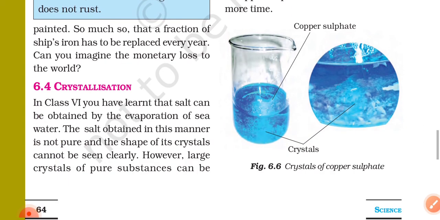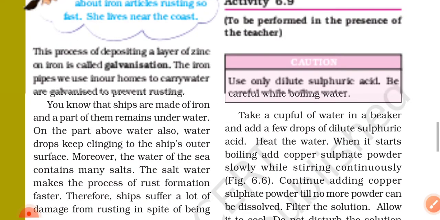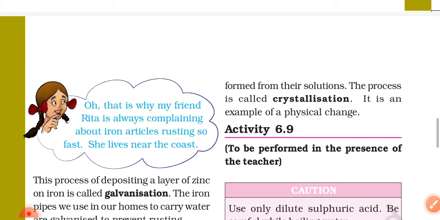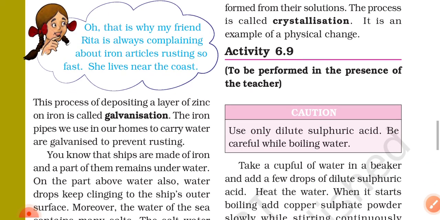6.4 Crystallization. In class 6, you have learned that salt can be obtained by the evaporation of seawater. The salt obtained in this manner is not pure and the shape of its crystals cannot be seen clearly. However, large crystals of pure substance can be formed from their solution. The process is called crystallization. It is an example of a physical change.